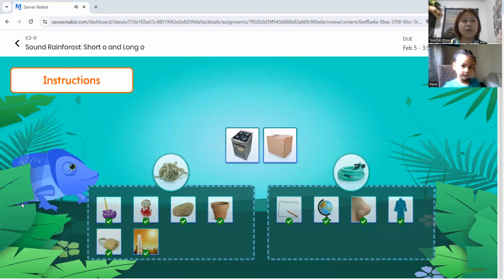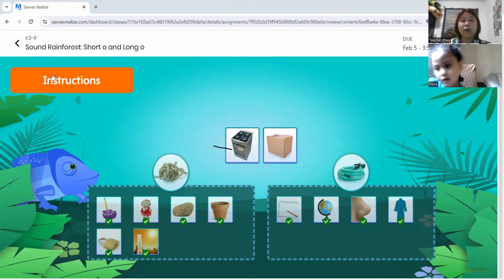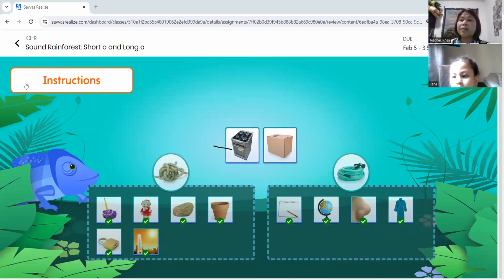Next is, what do you call this? It's a stove. Yes, the stove is where you cook your food. So it's a stove. How do you spell stove?